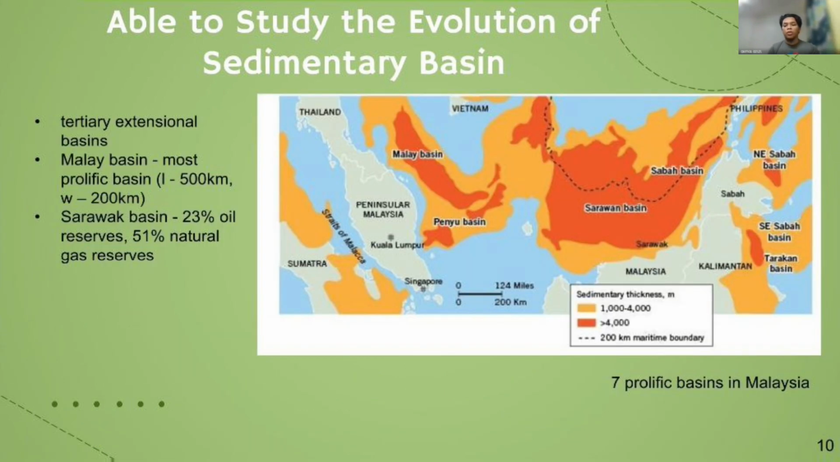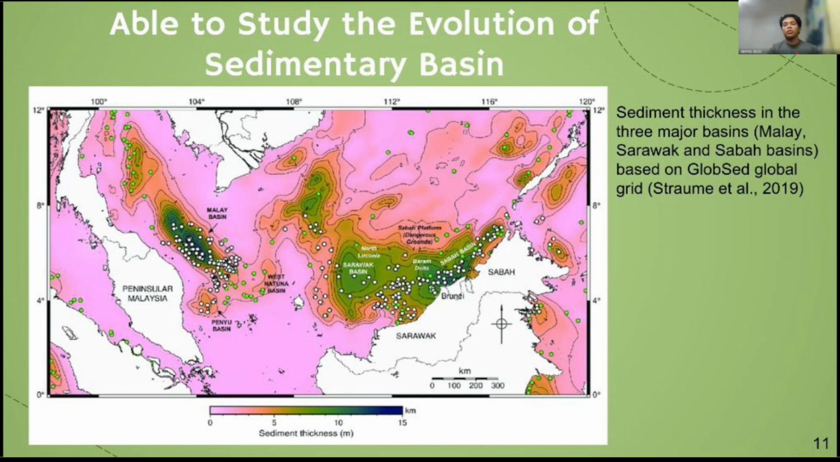In Malaysia, there are 7 prolific basins, which are under the Tertiary Extensional Basin. In Peninsular Malaysia, the biggest basin is the Malay Basin, while in the Sabah and Sarawak area, the Sarawak Basin is the highest reserve area. This map shows the sediment thickness in the 3 major basins: Malay, Sarawak and Sabah basins.